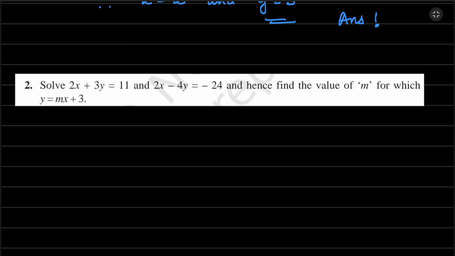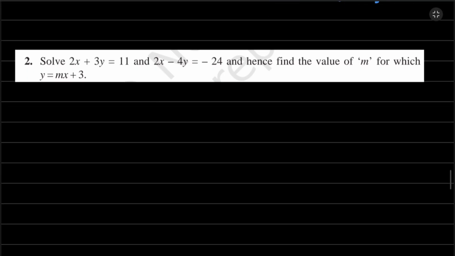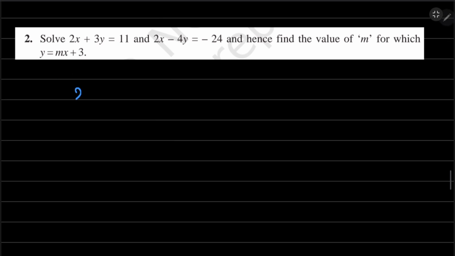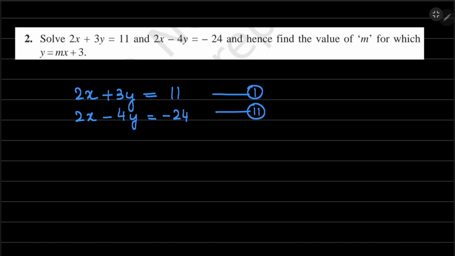So here is the next question. You have to solve. You are again given a pair of linear equations, 2x plus 3y equal to 11 and 2x minus 4y equal to minus 24. Find the value of m for which y equal to mx plus 3. Let's do it. Here it's not specified whether we have to use elimination or the substitution method. We can choose any one. So 2x plus 3y equal to 11, 2x minus 4y equal to minus 24. Let these be equations 1 and 2 respectively.